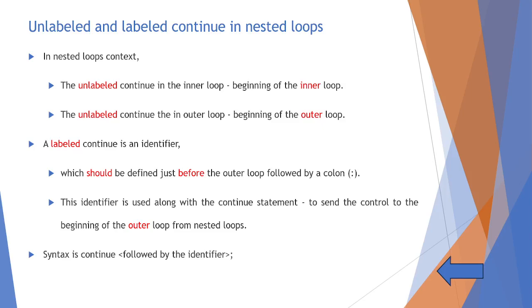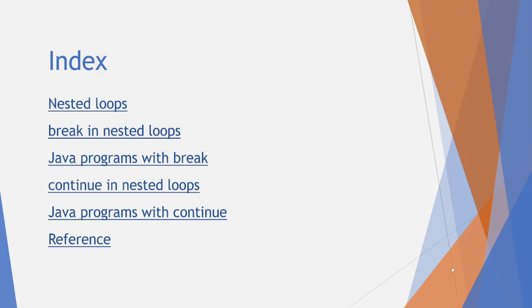In the nested loops context, unlabeled continue in the inner loop transfers control to the beginning of the inner loop only, and unlabeled continue in the outer loop transfers control to the beginning of the outer loop. But a labeled continue, as you know already, will be defined just before the outer loop followed by a colon. And this identifier is used along with the continue statement to send the control to the beginning of the outer loop from nested loops. Syntax is continue followed by the identifier. Let's see a Java program.